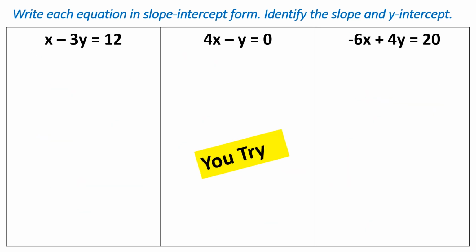I have these 3 problems I would like for you to try on your own. So go ahead and pause the video and try these 3 problems on your own.